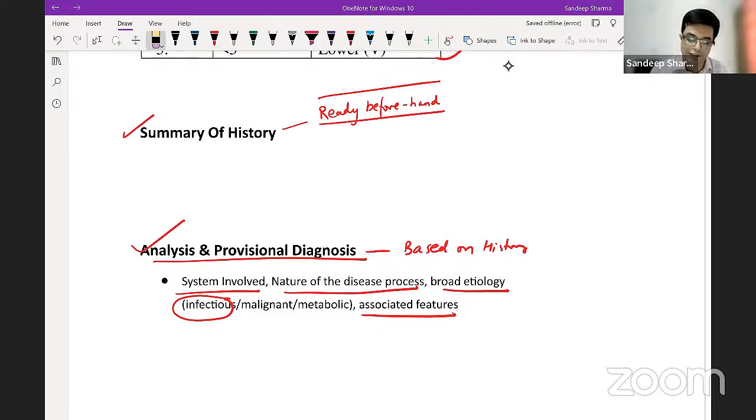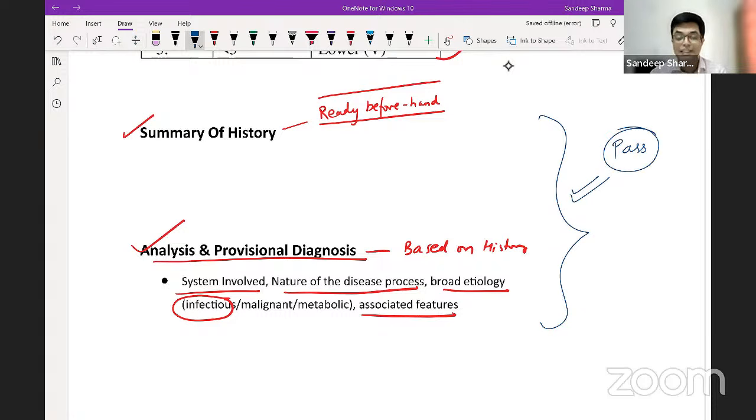So this is analysis. Summary and history are the areas where most students falter. If you give it properly, with confidence, appropriately, most students will pass at this level itself. Trust me. Yes, they will pass at this level itself. In the examination findings, the examiner will just test you on the broad contours. So this is the first part.